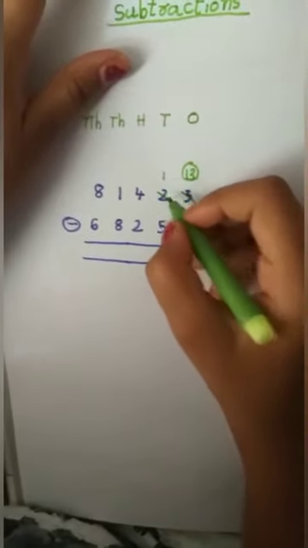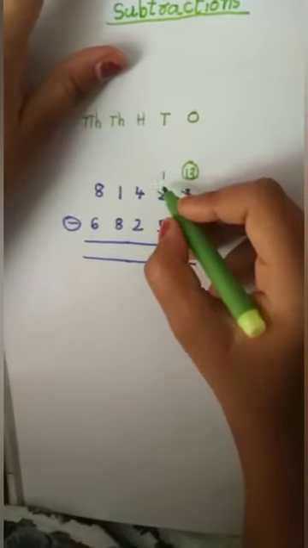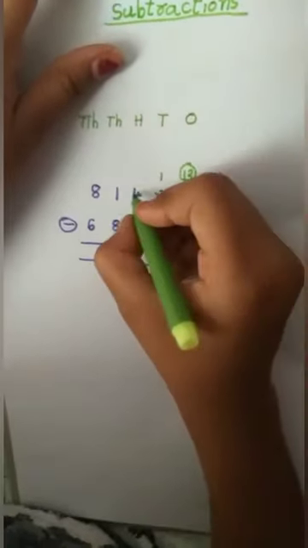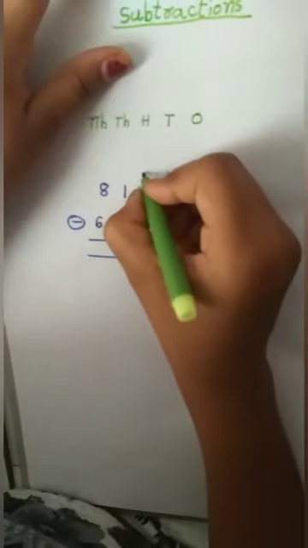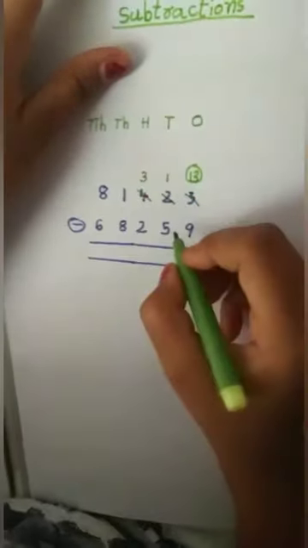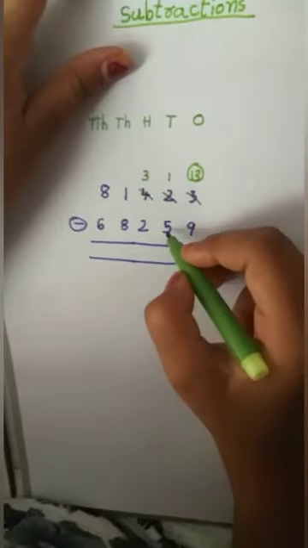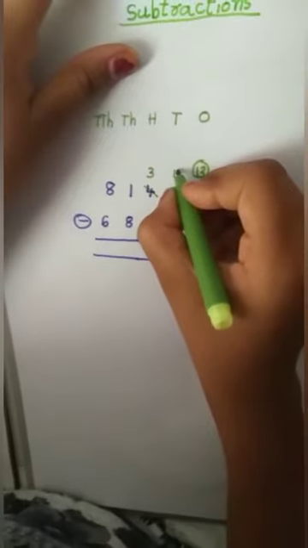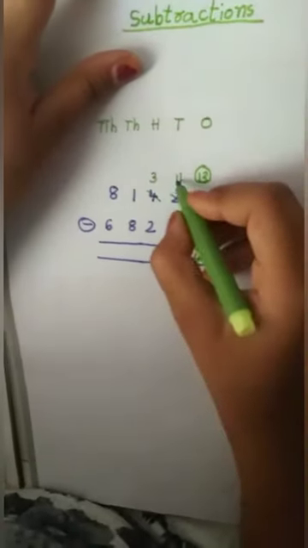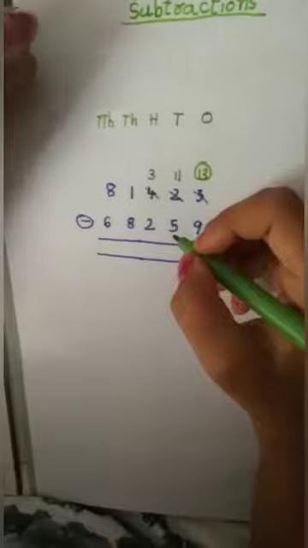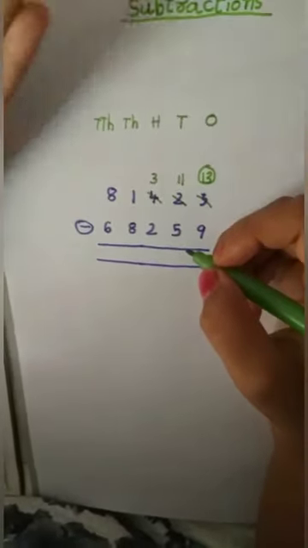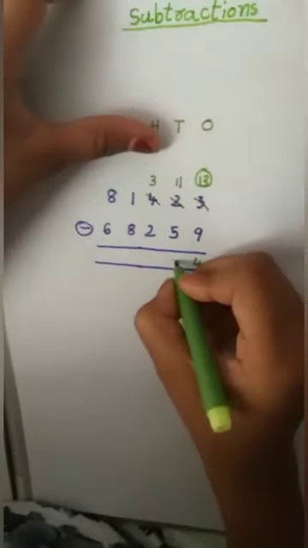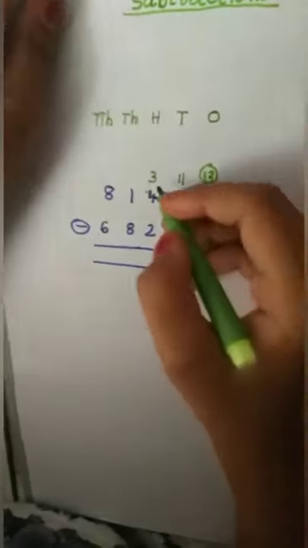Come to the tens place. Here 1 minus 5 is not possible. That's why we have to take borrowing. It is 11. 11 minus 5: 5 after 6, 7, 8, 9, 10, 11. The answer is 6. Come to the next place.